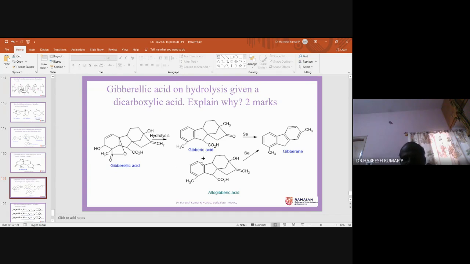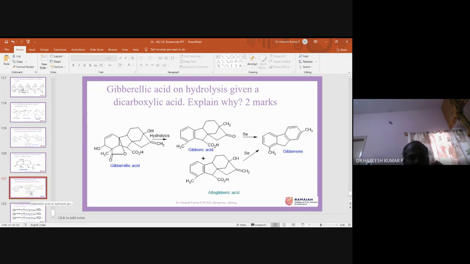If you are writing in terms of structure, that's also fine. If you are writing in terms of words, then it depends on the valuer. So this part need not be written. If you write it, it's fine, but actually it is not required. The gibberine formation is not required because the question is concerned only with the hydrolysis. So with this, I will go to the next slide.